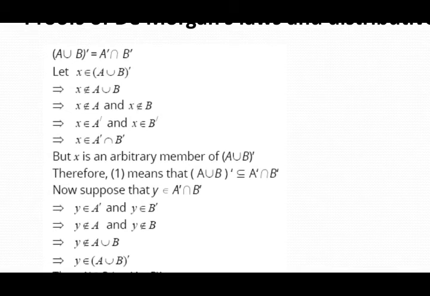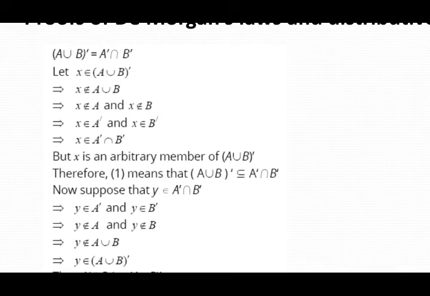We start from the left hand side and reach the right hand side. It means the left hand side is a subset of the right hand side. Now we let another element y be in the right hand side, A complement intersection B complement. Intersection means y is in both these sets.